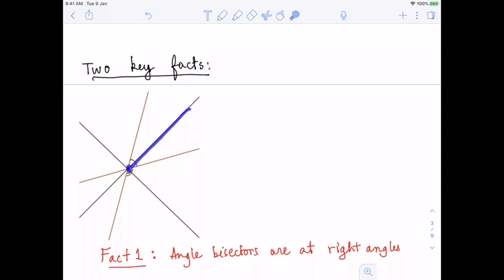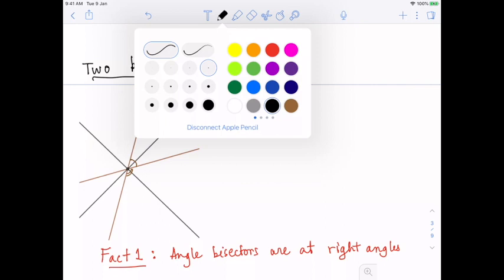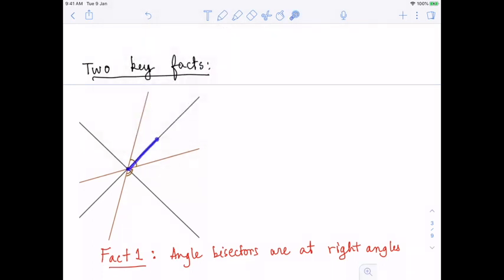Now the claim is the following. The claim is the angle bisectors are always at 90 degrees. That's the fact I've written below. The angle bisectors are always at 90 degrees, and it's very easy to prove. So let's prove it quickly.